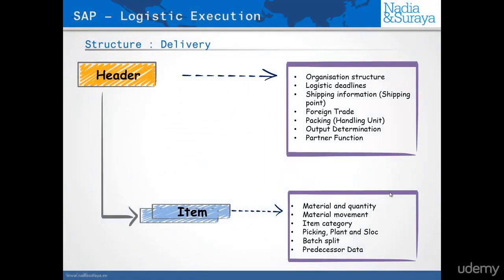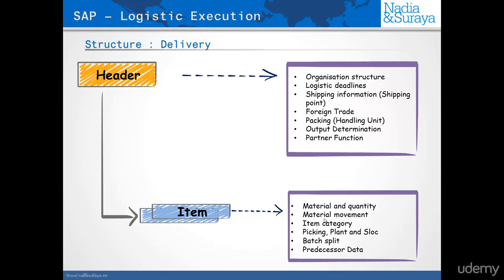So to recap, on the delivery we have header information that applies to the whole document, and item level information. On the header level, we have information such as the organization structure. We have the logistic deadlines, which is copied from the schedule line. We have the shipping information at the shipping point, foreign trade, packing information. We'll have a look at this later. Output determination. We'll have a look at this later also.